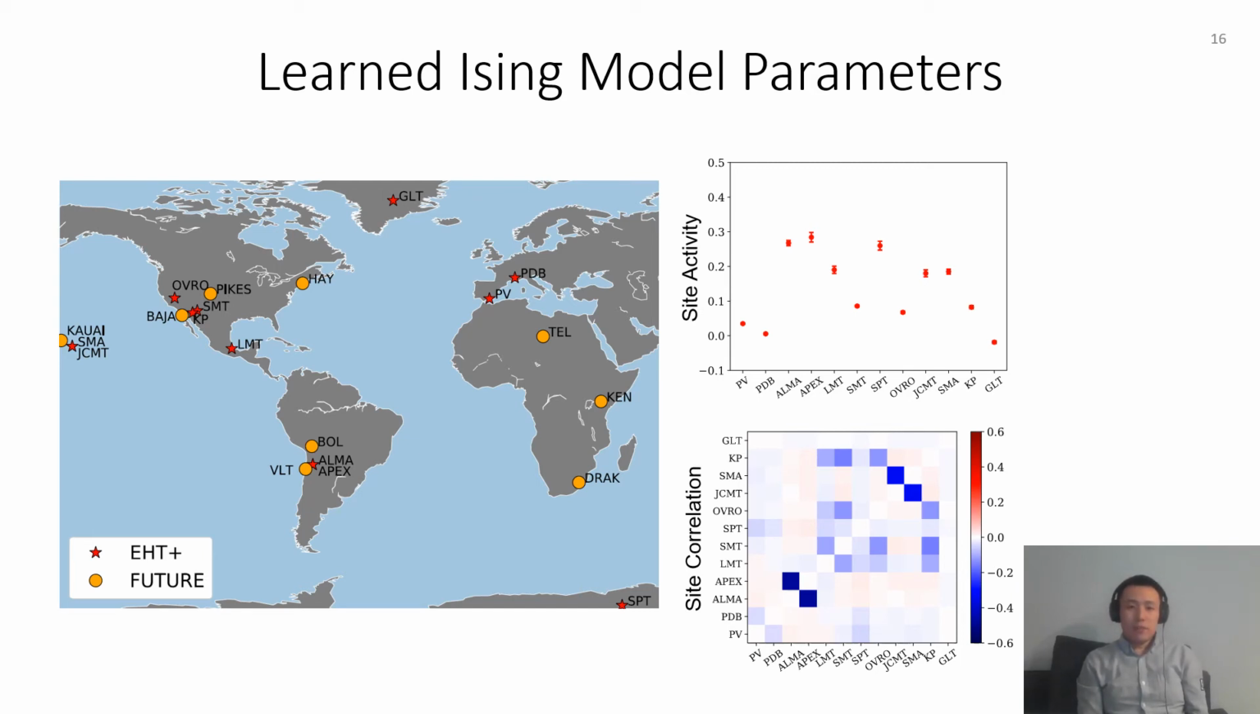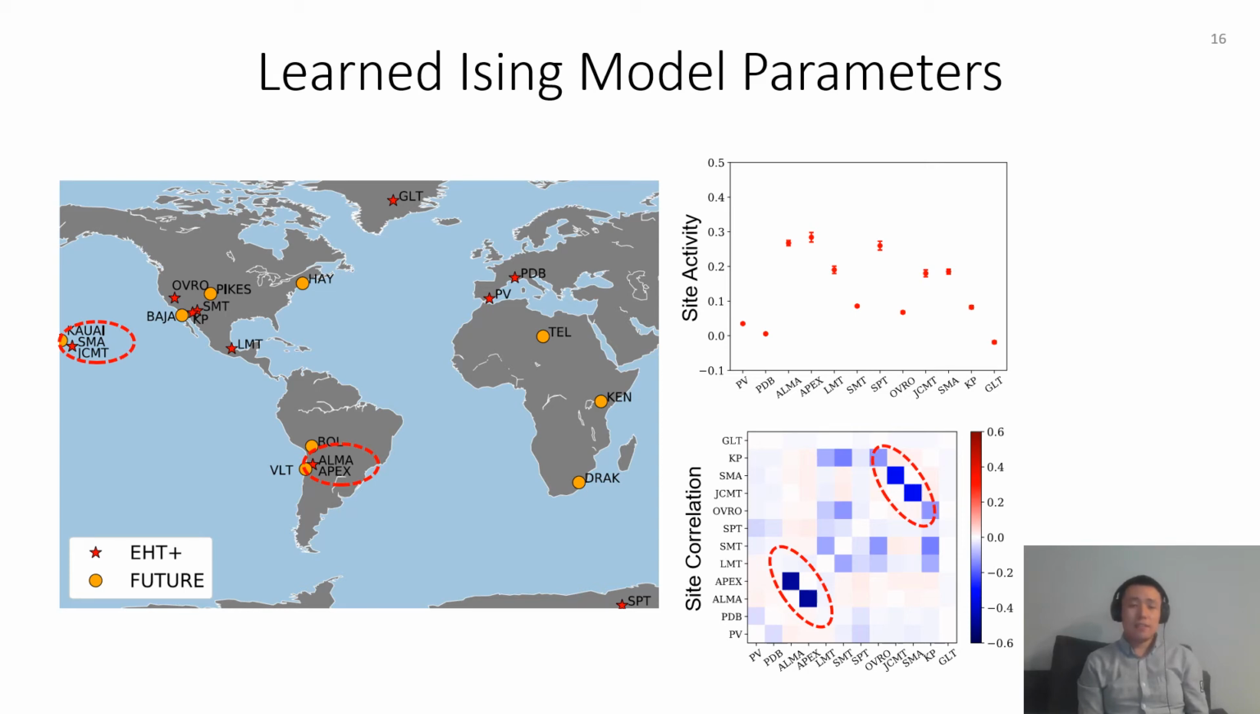Our model successfully learns the strong negative correlation between the collocated sites, SMA and GSMT both in Hawaii, and ALMA and APEX both in Chile. Since collocated sites gave approximately the same measurements in the case of simple noise, this makes a lot of sense.